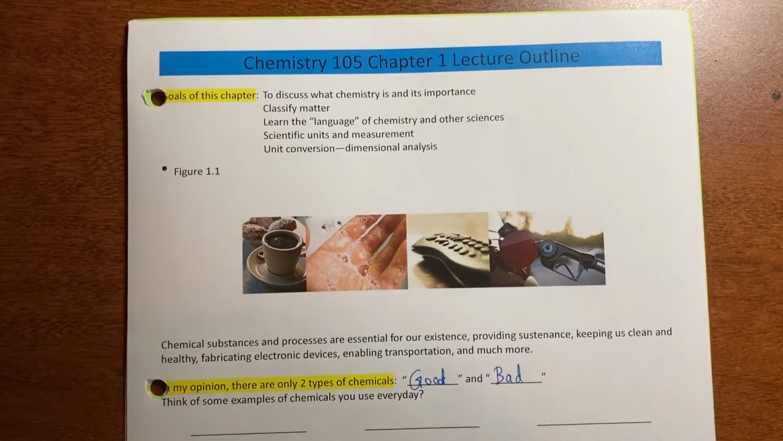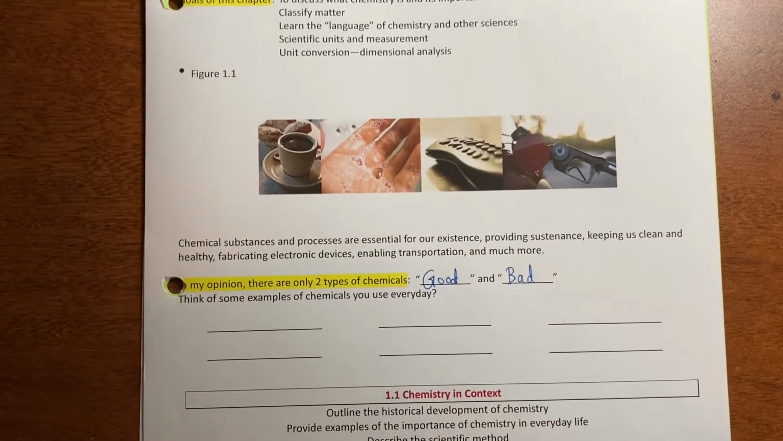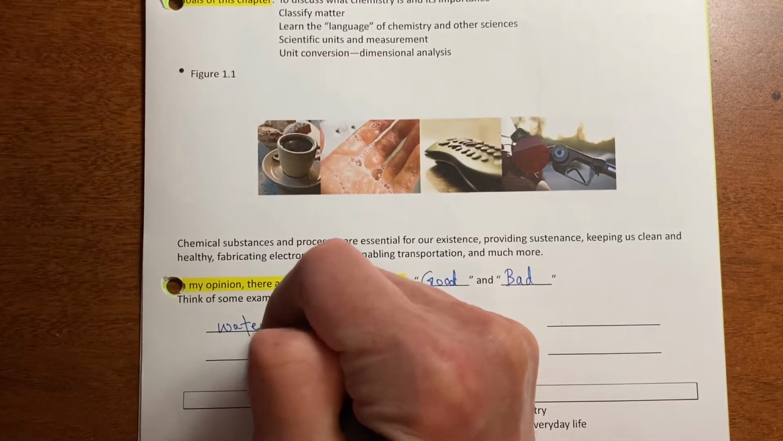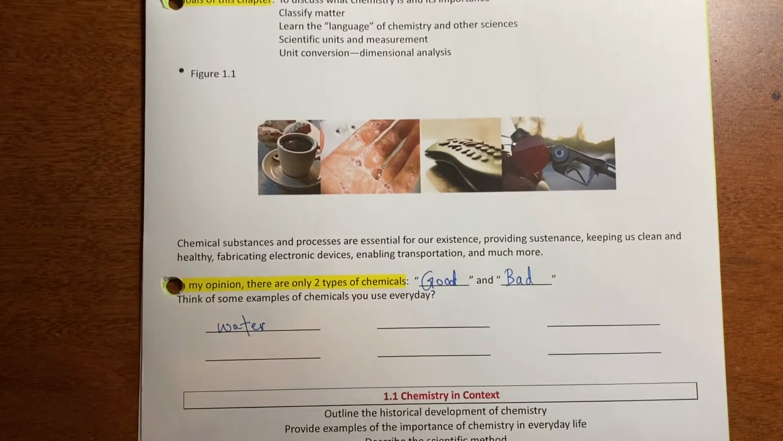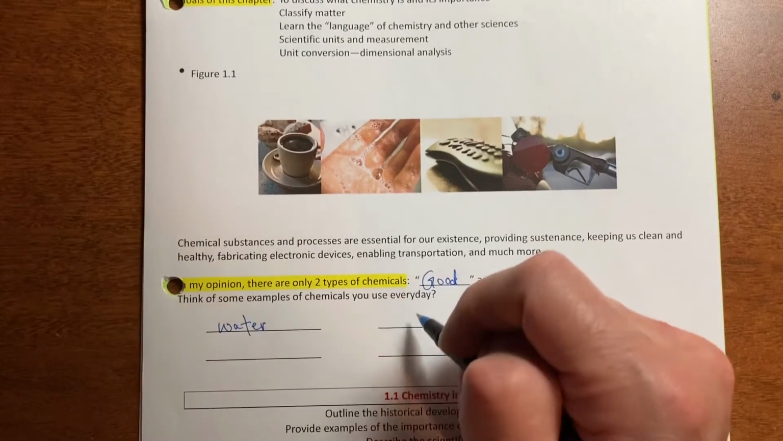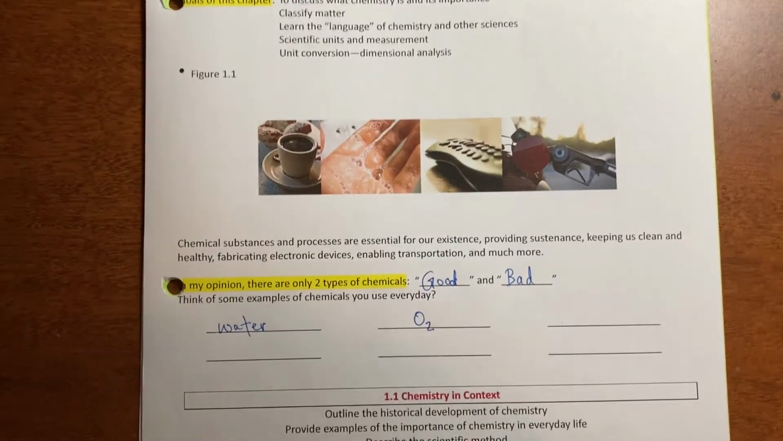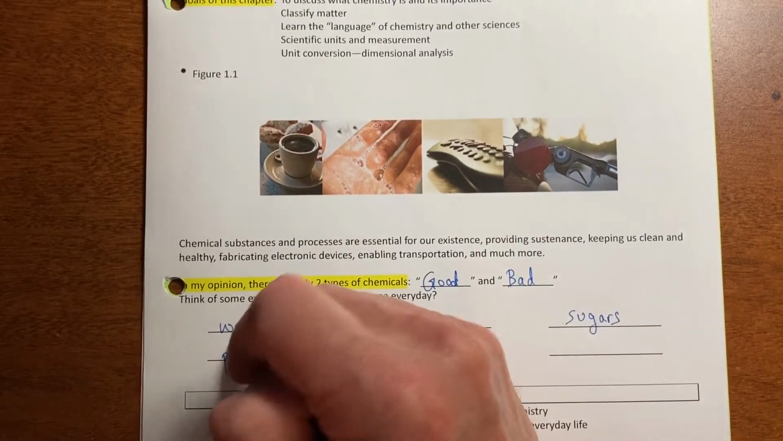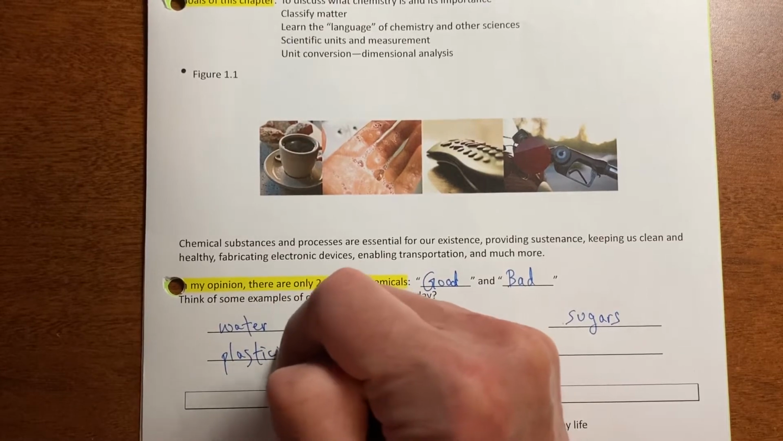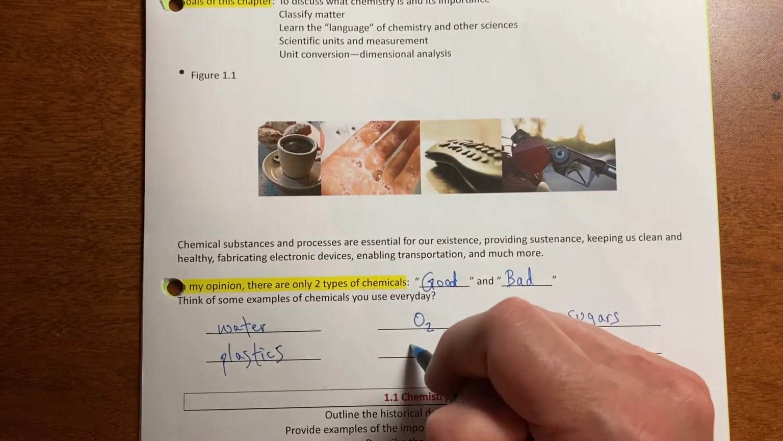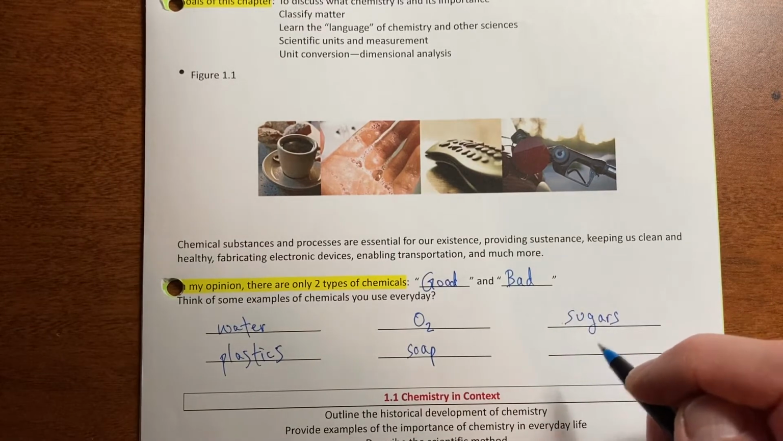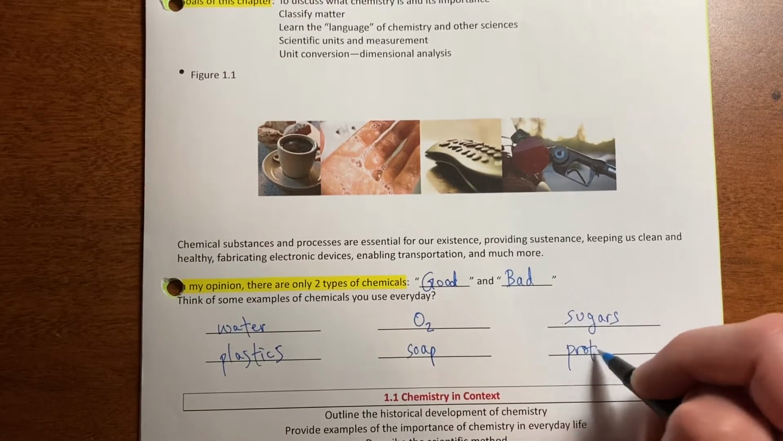examples of chemicals that you use every day or come across every day. Water is a chemical. Now we're going to also learn about how to name these things. Oxygen, the air we breathe, oxygen is a chemical. Sugars are chemicals. Plastics are chemicals. Soaps, there's literally millions of them. Proteins are chemicals. It just goes on and on and on.